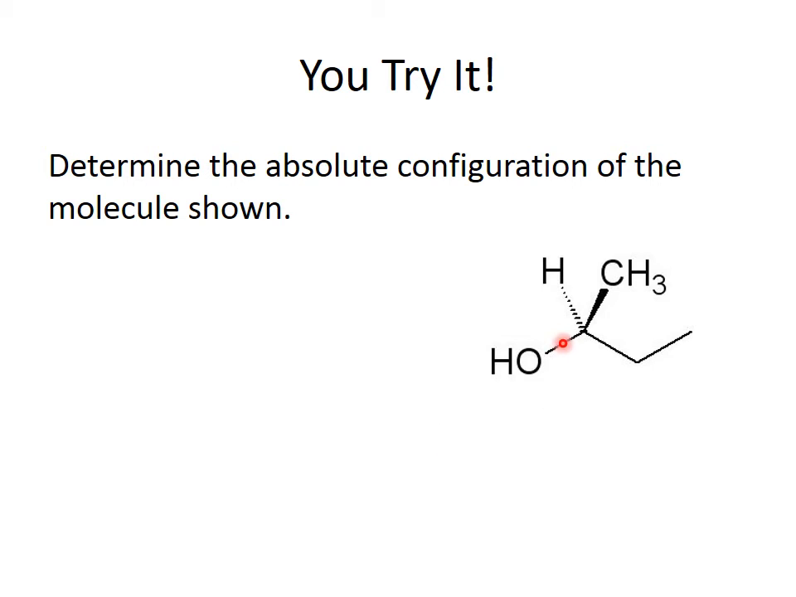So if I look at this molecule, I'll see the hydrogen is already to the back, and it's the lowest priority group. So now I just need to assign priorities to the rest of these groups. This is highest priority because the oxygen is greater than the carbon and the carbon. The ethyl is higher priority than the methyl because the carbon here outweighs a hydrogen here.